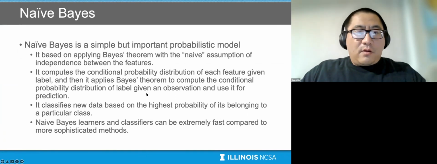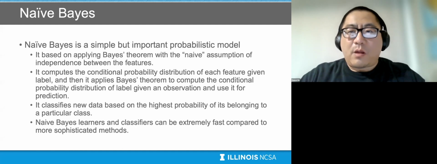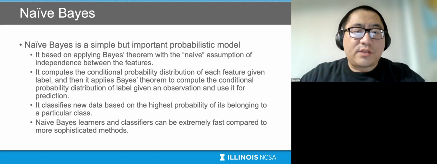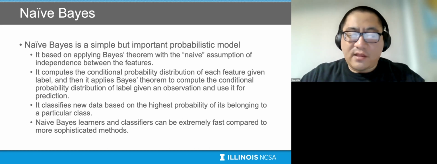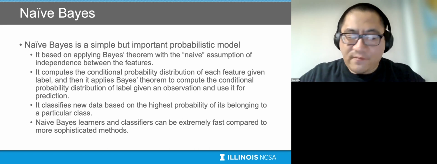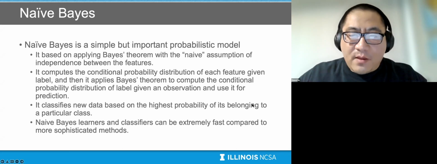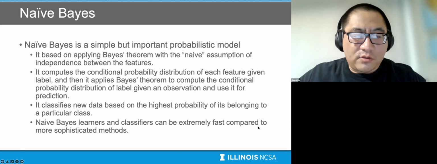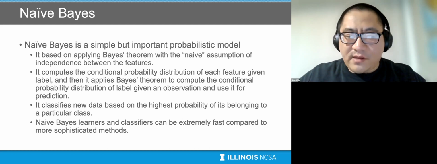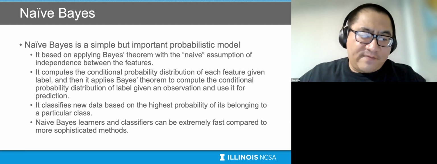Okay. All right, so let's go to naive Bayes. Naive Bayes is a simple but important probabilistic model. It's based on applying Bayes' theorem with a naive assumption of independence between all the features. We compute the conditional probability distribution for each feature given the label. And then it applies Bayes' theorem to compute the conditional probability distribution of the label given an observation and uses it for prediction. It classifies the new data based on the highest probability of it belonging to a particular class. Naive Bayes learners and classifiers can be extremely fast compared to more sophisticated methods.